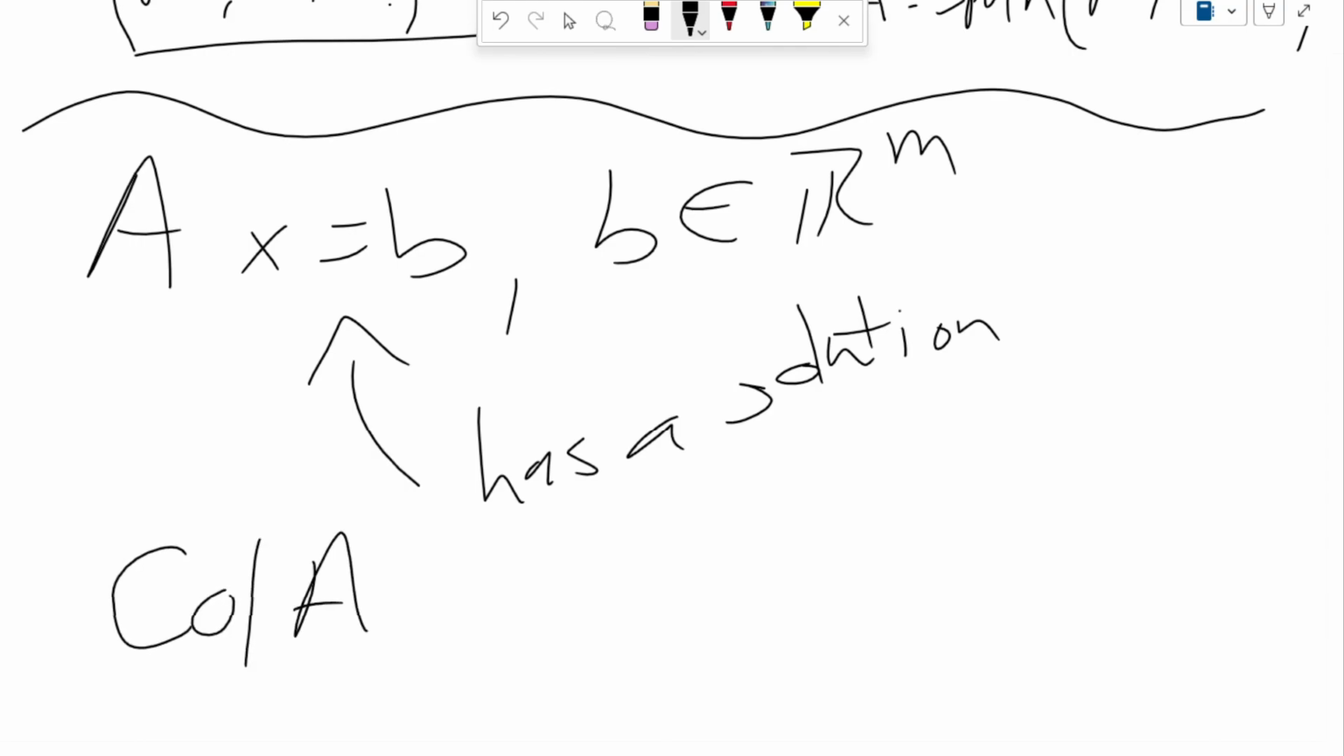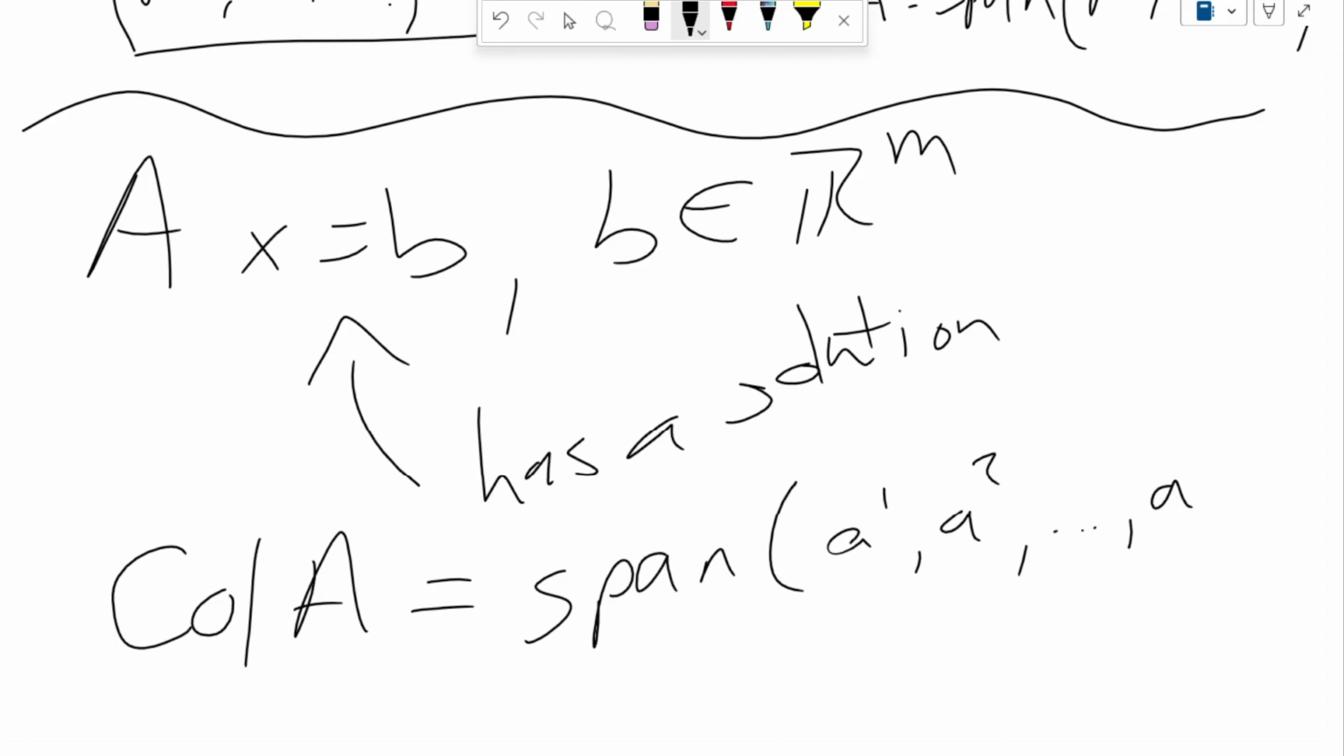Sorry, my headset disconnects after 30 minutes of no one talking, or of not receiving audio, so it disconnected. The column space is actually just the span of the columns of A. So I'm going to call these the columns of A, and this span is the whole column space. That's actually pretty easy.